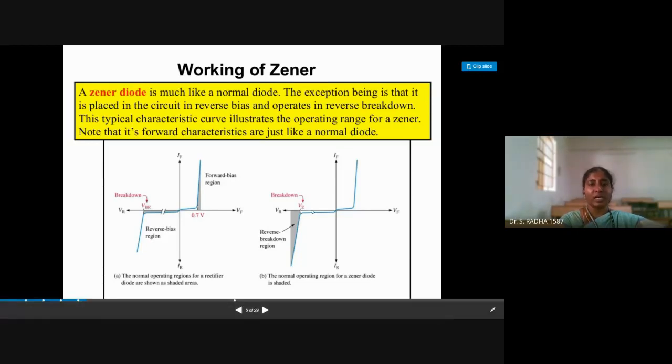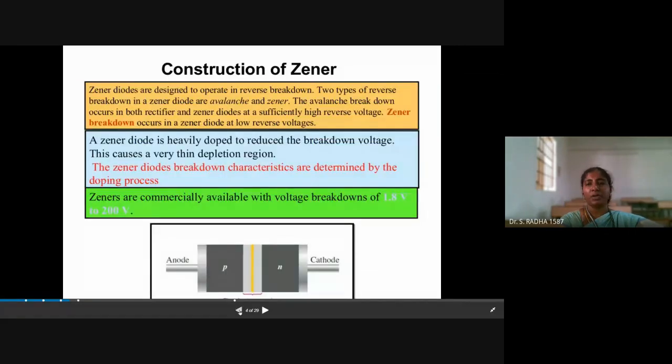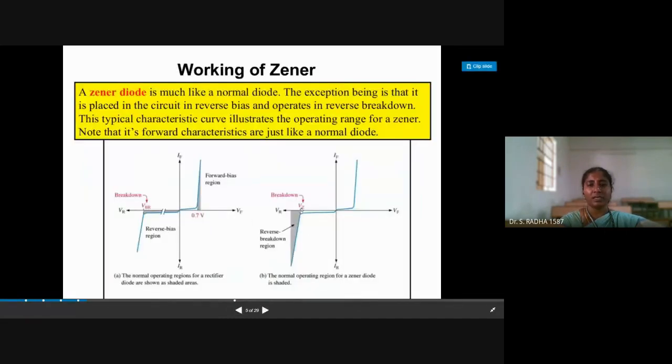If you are giving more doping, this breakdown will occur at a very low level. If you are giving less doping, breakdown will occur at a higher level, and that breakdown can happen from 1.8 volts to 200 volts based on the doping levels. The breakdown means this VZ, the negative reverse bias voltage, that is called the breakdown voltage.